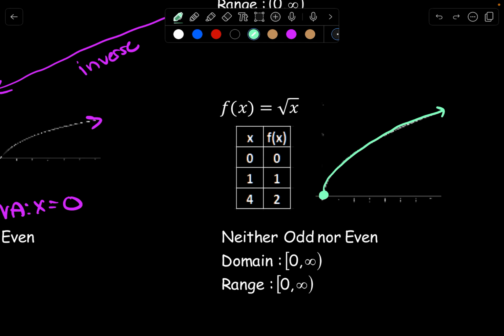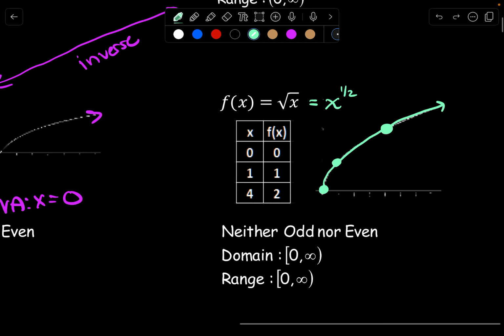So let me fix those points real quick. So 0, and then it's hard to see on here. This should be 1, and then 2, 3, 4. There we go. Okay, hopefully it's better on your notes though. And then just keep in mind, we're going to talk more about this, but you can rewrite this as x to the power of 1/2. So whatever that root is, it's going to be the fraction for the exponent.